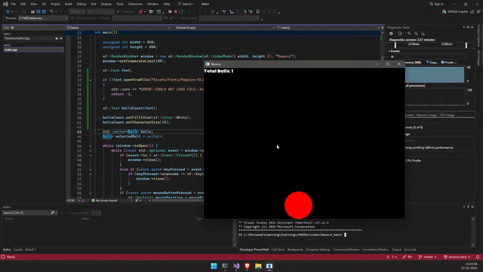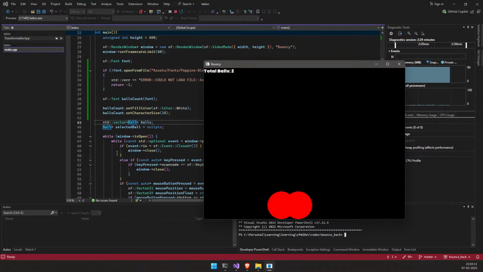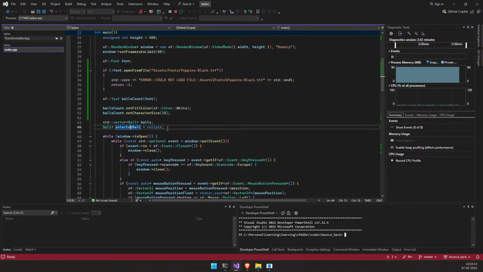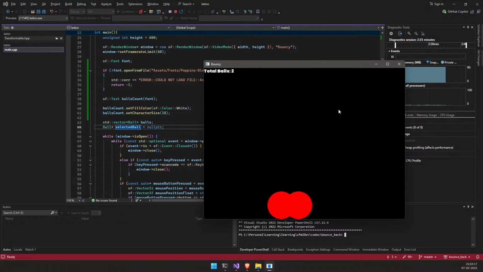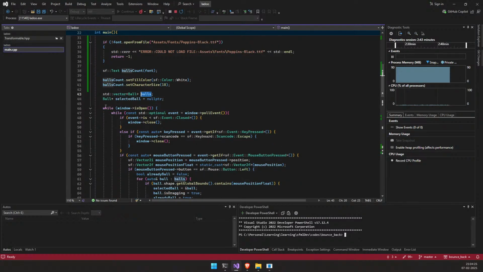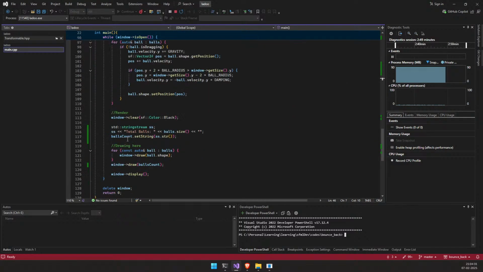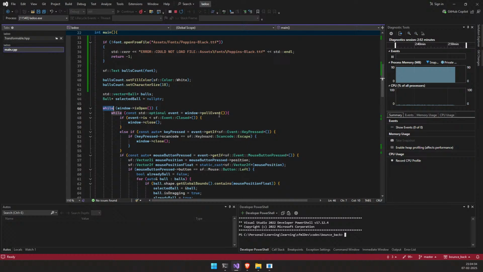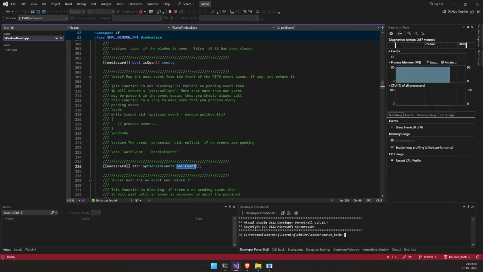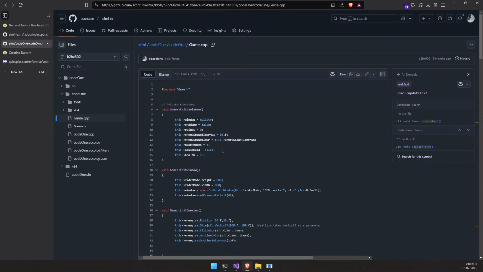So when I click on this, a ball struct is created and pushed to this balls vector. Then this is to capture the selected ball. When I click on this, selected ball is a pointer to this ball, which is inside the balls vector. Then this is the event loop, pollEvent. While the window is open, we do all the things. While this is pollEvent, let's see, the function is non-blocking. If there is no pending event, then it will return a null pointer. Null pointer, note that. Let's see, I'll go forward actually.